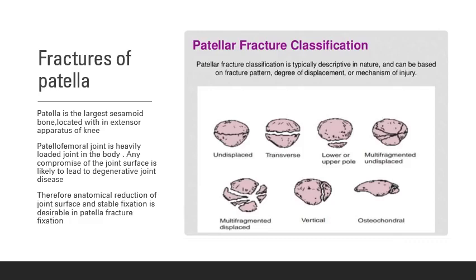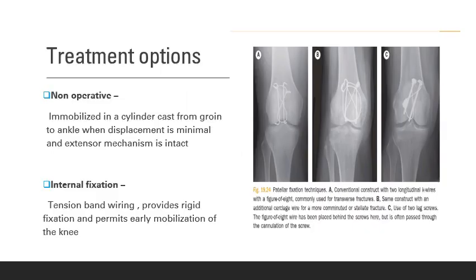Classification will be descriptive, that includes undisplaced fracture, transverse displaced fracture, lower pole or upper pole fracture, multifragmented undisplaced fracture, multifragmented displaced, and vertical osteochondral fractures.